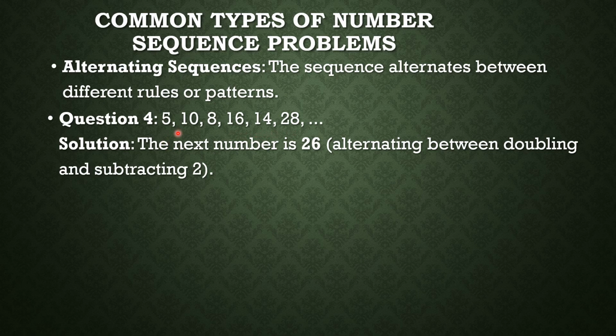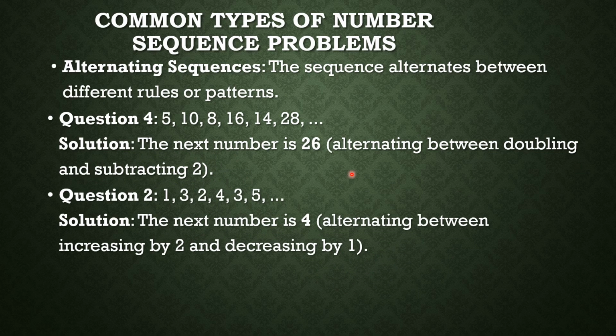The first pattern is doubling the number. So between 5 and 10 there is a double, then there is a subtraction of 2, then again between 8 and 16 there is a double, and then between 16 and 14 there is a difference of 2, and then 14 to 28 there is a double. So the next number would be a subtraction of 2, which is 28 minus 2, which is 26.